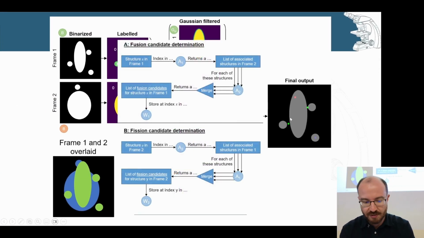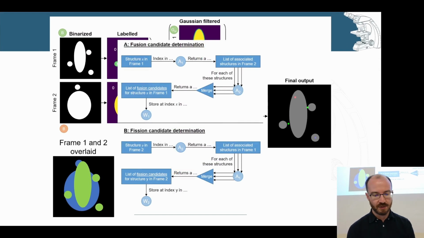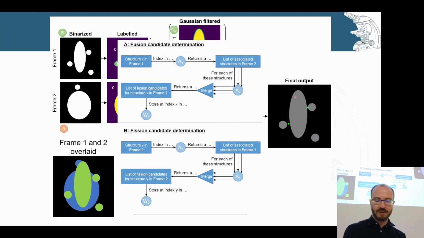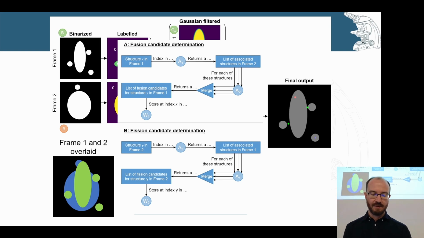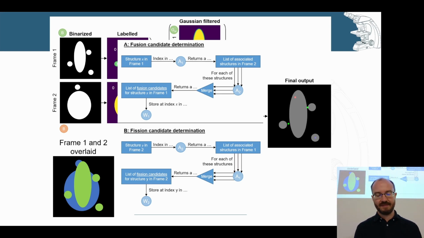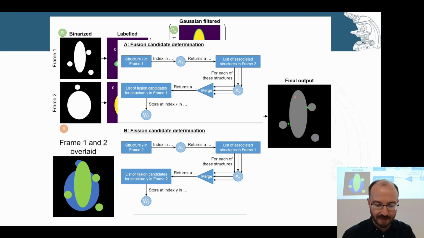And in order to get it for both fission and fusion, for the fusion case, you go from frame 1 to frame 2. You try to figure out which one structure is associated to two structures. For the fission case, you just go from frame 2 to frame 1, where you say, now which one resulting structure came from which two source structures. So it's the same approach back and forth, but you get the fission and fusion out of the results.